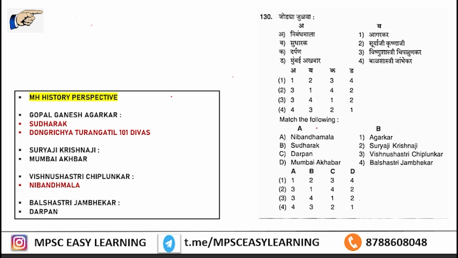Next one. Here they have given some works. Works मतलब कोई books के नाम या newspaper के नाम, and they have asked you the author or the person behind this source. Firstly, if we see, Gopal Ganesh Agarkar is related to Sudharak, बराबर. And one more important work of Gopal Ganesh Agarkar is डोंगरीच्या तुरुंगातील 101 दिवस. प्लीज नोट, हमेशा पूछते हैं, आज तक 4 से 5 बार रिपीट हो चुका है ये क्वेश्चन. सूर्याजी कृष्णजी, he is the force behind Mumbai Akhbar.